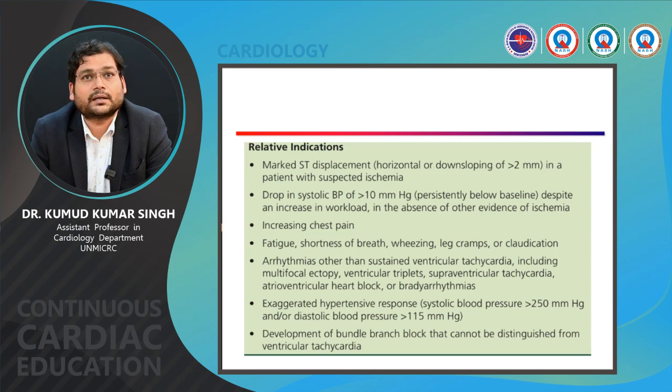So what are the relative indications? The relative indications include marked ST displacement in a patient with suspected ischemia, that is horizontal or downsloping ST depression of more than 2 mm; a drop in systolic blood pressure of more than 10 millimeters of mercury, persistently below the baseline despite an increase in workload, in the absence of other evidence of ischemia; increasing chest pain; fatigue, shortness of breath, wheezing, leg cramps or claudication; any arrhythmias other than sustained ventricular tachycardia, including multifocal ectopy, ventricular triplets, supraventricular tachycardia, AV block or bradyarrhythmias; exaggerated hypertensive response, that is SBP more than 250 or diastolic blood pressure more than 115; or development of bundle branch block that cannot be distinguished from ventricular tachycardia.